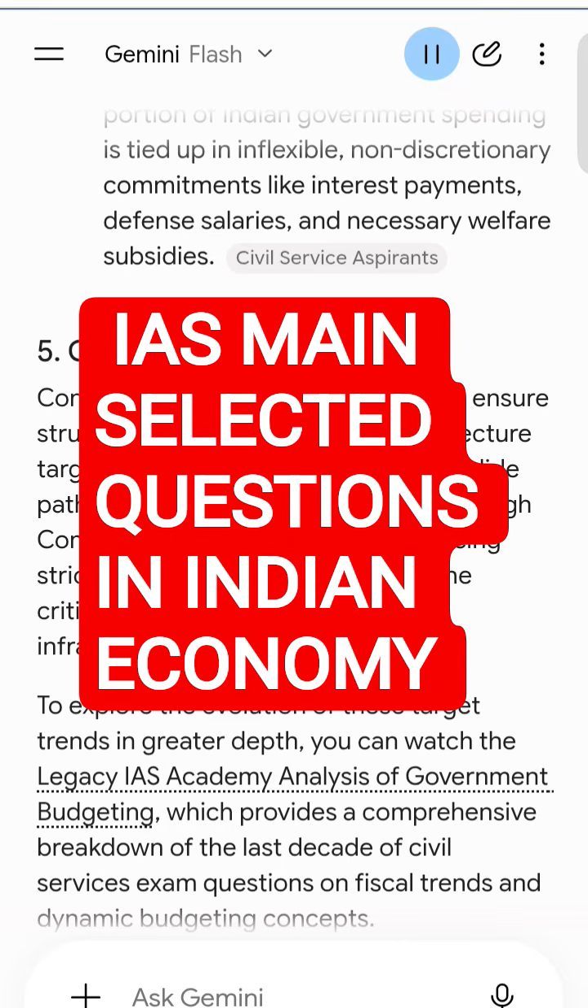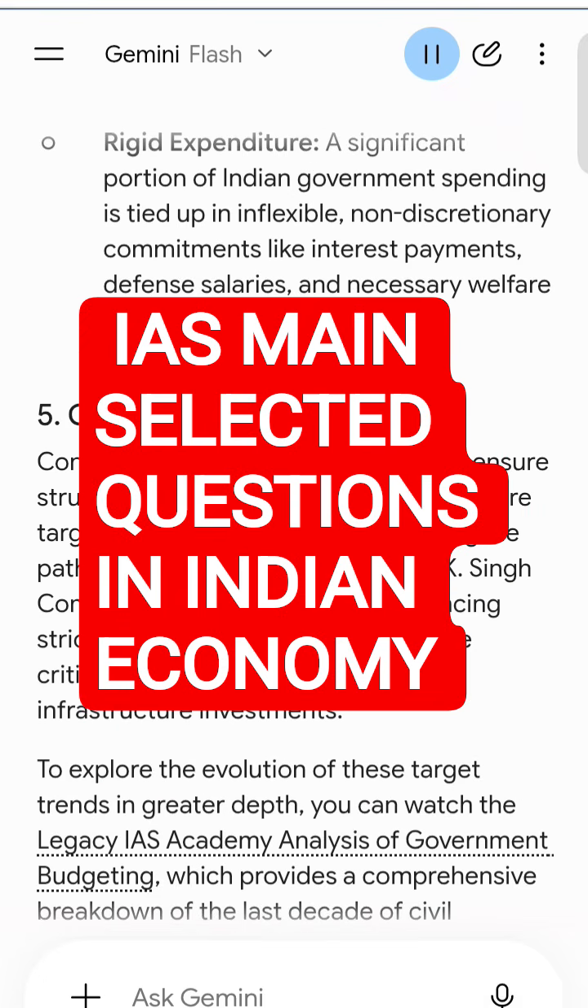2. Key distinctions and components. The clearest way to show the distinction is a comparative structural layout. Aspect: Revenue budget, Capital budget. Core definition. Revenue budget deals with short-term, day-to-day government transactions that do not alter assets or liabilities. Capital budget deals with long-term transactions that directly alter the asset-liability profile of the government.